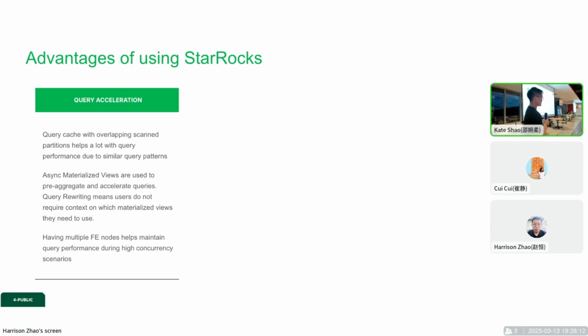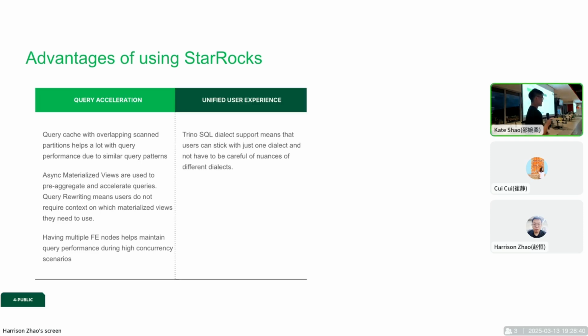And in terms of rewriting the queries transparently, you're able to benefit from the async materialized views, which pre-aggregate and accelerate the queries. Users don't really need to know what the underlying materialized view is that they're querying. They just send the query, and the query doesn't even change. They don't even know what data source they're actually sending to. When the query is rewritten, they just query the table directly. And one of the benefits of this is also the FE nodes.